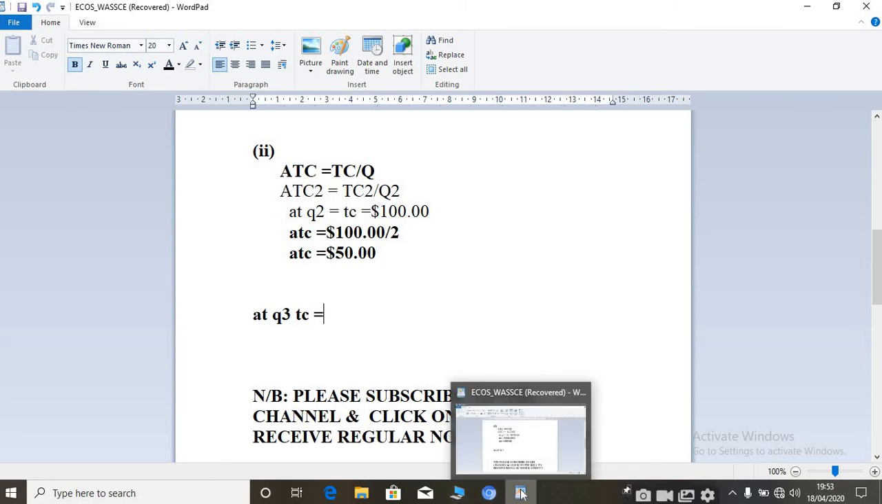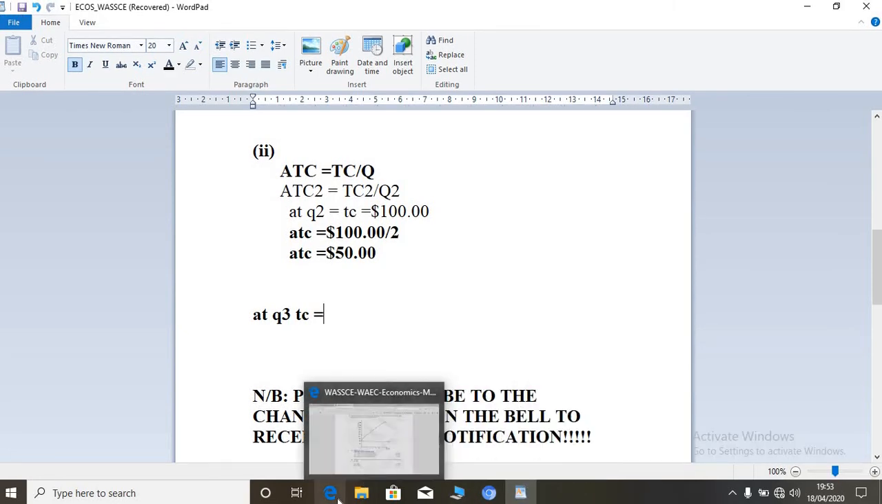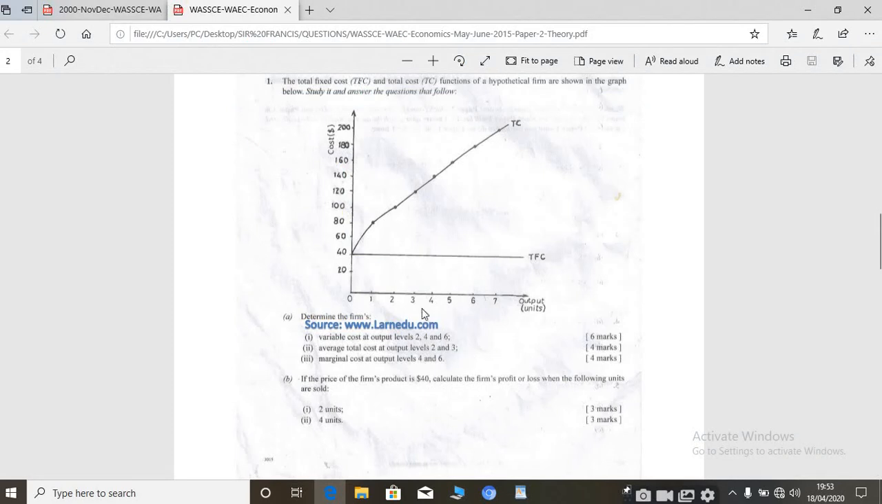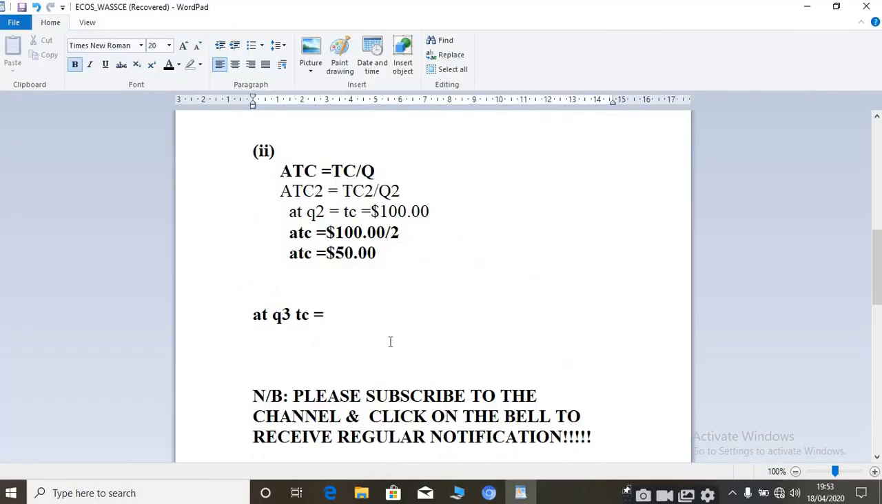Okay, so let's go to the graph. At Q3, what is the total cost? So we trace it from the output level, we trace it up to where it will touch the total cost, then we trace it to the cost section. So at Q3 the total cost is $120. Okay, so at Q3 TC is equal to 120. I hope you are good on that.